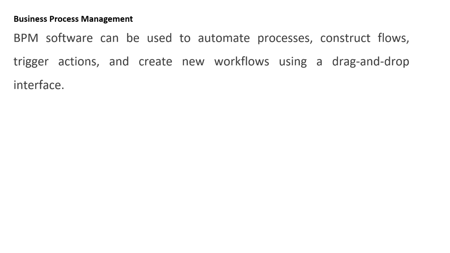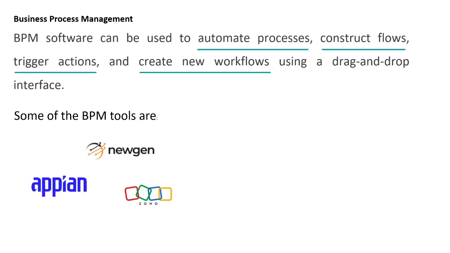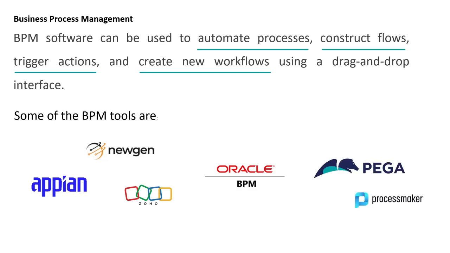So we can say a BPM software is used to automate processes, construct flows, trigger actions, and create new workflows. And this can be done by just the drag and drop interfaces provided by different tools. Some of the BPM tools are Newgen, APN, Zoho, Oracle BPM, Pega, Process Maker, and so many others in the market.